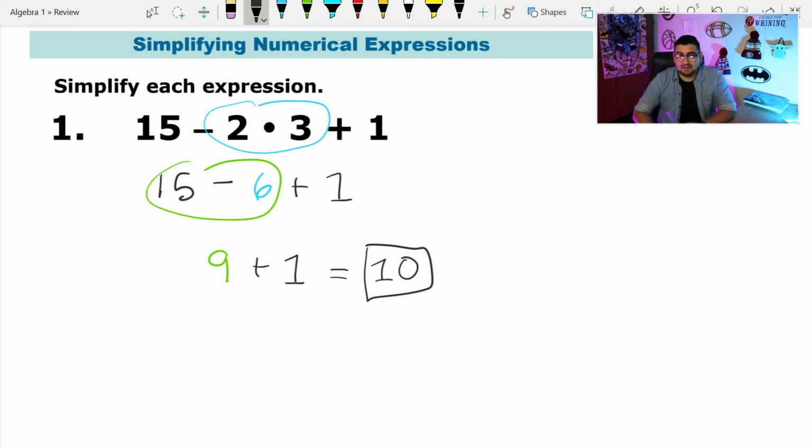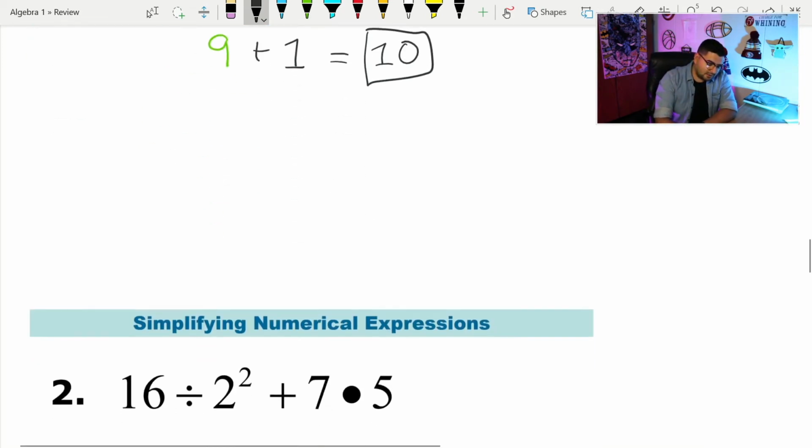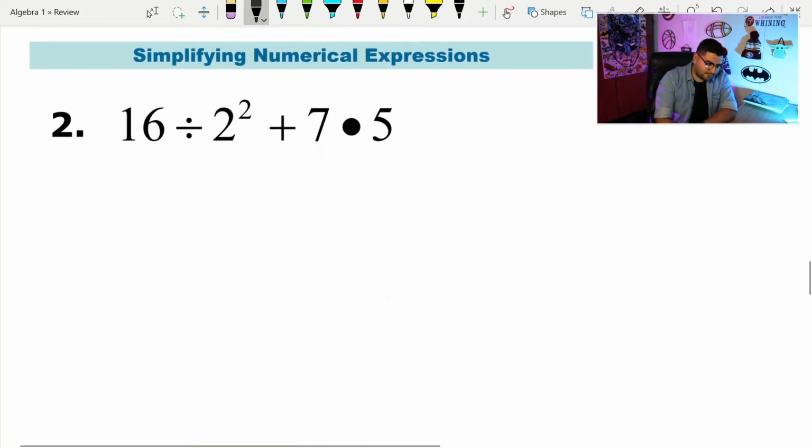Okay? So again, the first thing you look for is parentheses or grouping symbols, brackets. Then you look for exponents. Then we work multiplication and division from left to right. Then we do addition and subtraction, again though, from left to right. So let's go ahead and do a couple more.